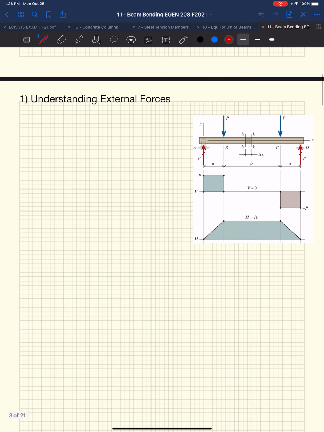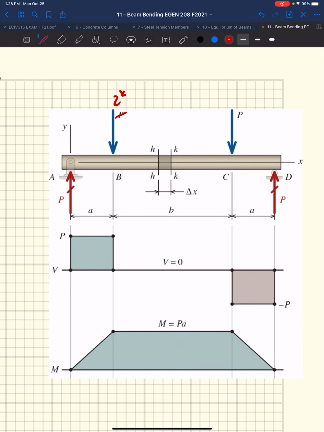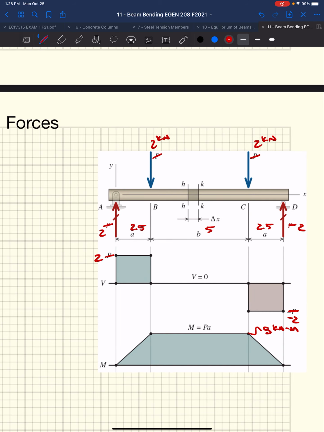So if we start by looking at external forces, and we continue to look at our same example where we have two kilonewtons, this was 2, this was 2, this was 2.5, this was 5, this was 2.5. This was -2. Trust me, this will all make sense when we get to the end of all this. 5 kilonewton meters. Okay. So we have this car lift beam, car sitting on it. We've got our geometry as shown.